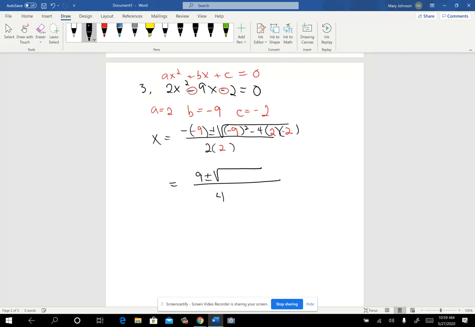The negative 9 in parentheses squared would be positive 81. And then this is minus and this is negative, so that's going to be plus something. And we'll get 8 times 2, that's plus 16. Watch these signs right here.